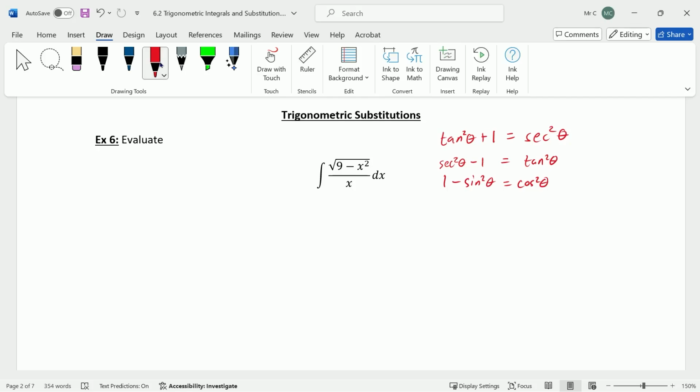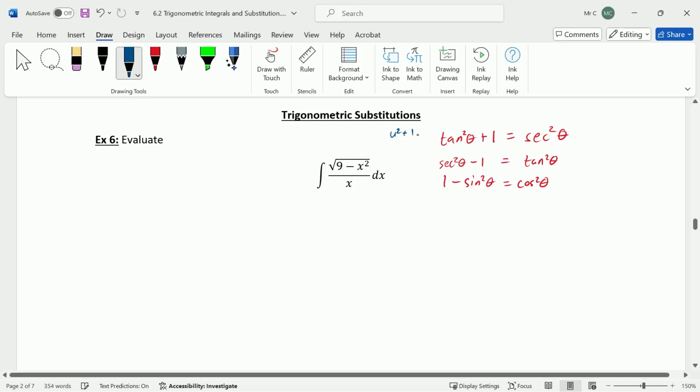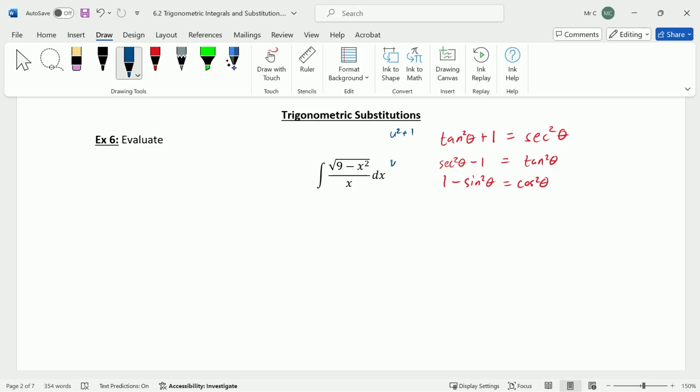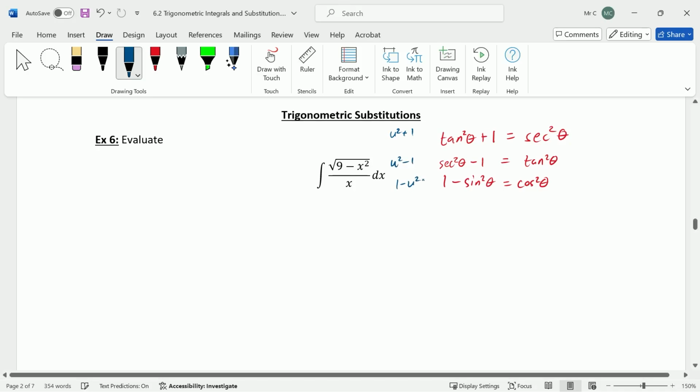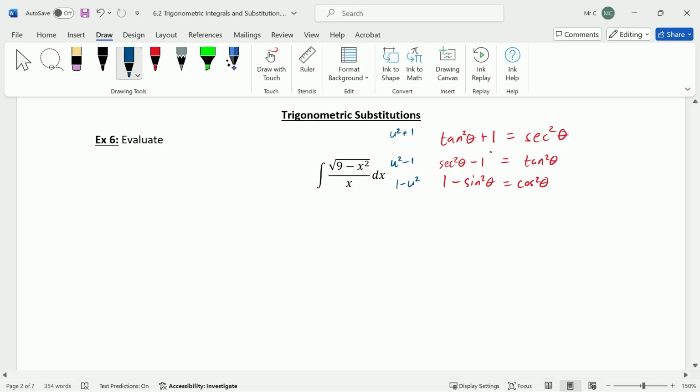So the whole point here, though, is to notice what this left-hand side looks like, right? You're taking a sum or a difference of terms, and you're turning it into a single squared term. So anytime you see something that looks kind of like u squared plus 1, or u squared minus 1, or 1 minus u squared, you might be able to use one of these trigonometric identities to turn a sum or difference into a single term squared. That's the whole goal here.